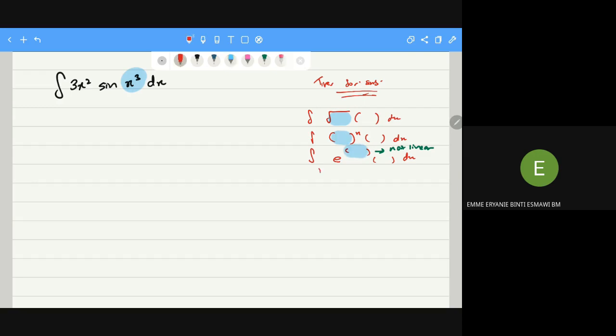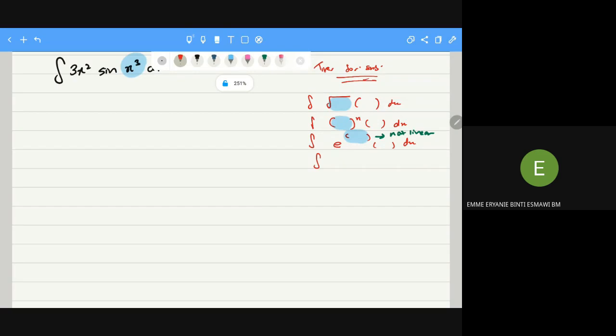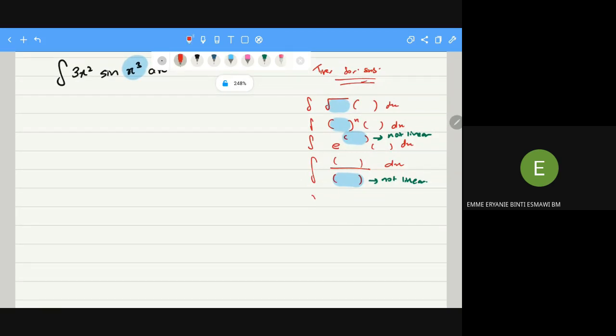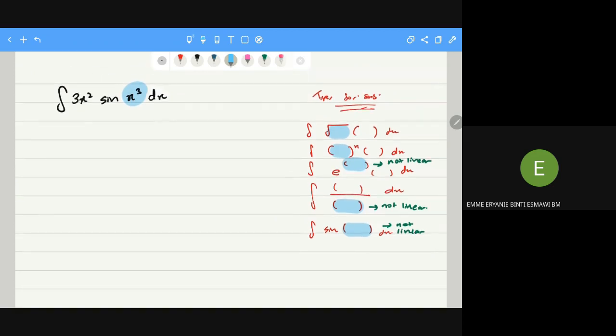Okay. Next tips adalah lepas kita jumpa ln. Kita jumpa ln, ln pula dia akan jadi if we have a fraction, where dekat bawah ni is not linear, then we are going to let it as U. Okay, macam tu. Now the latest one that you're going to learn is kalau dia adalah trigo. Trigo tak kisahlah sin ke cos ke tangent ke ataupun any other lain. Kalau dalam ni is not linear, the angle is not linear, then you're going to let that angle yang tak linear itu sebagai U. Okay. So which is the case for this question?